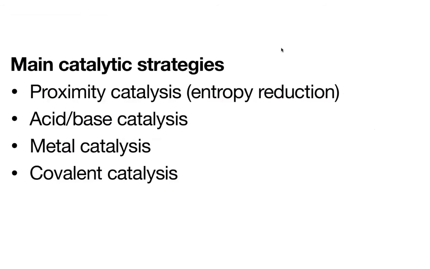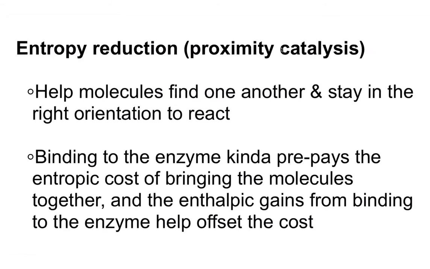So let's talk a little bit more about some of the main catalytic strategies that enzymes use. The four main ones that we've mentioned, we're just going to review briefly. We have proximity catalysis, also known as entropy reduction, acid-base catalysis, metal catalysis, and covalent catalysis. We'll review each of these and then look at some examples of how we can see them used and try to identify them in various reaction mechanisms.